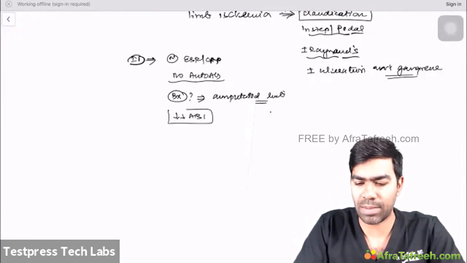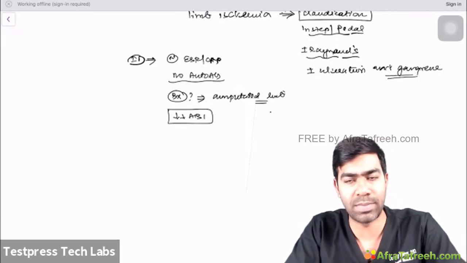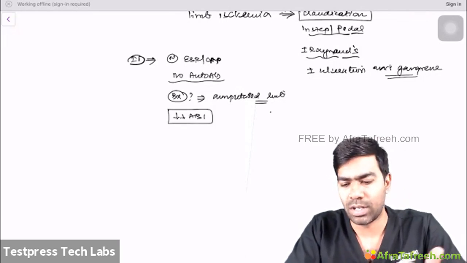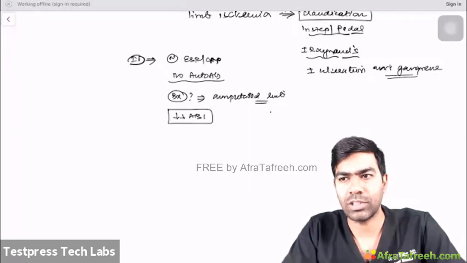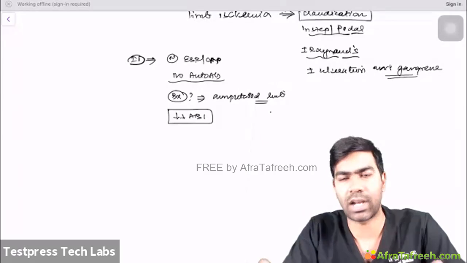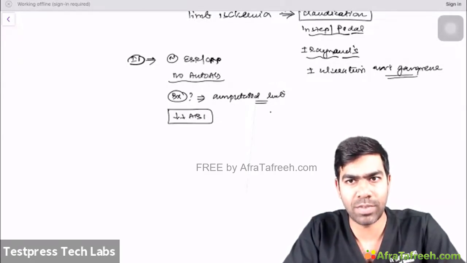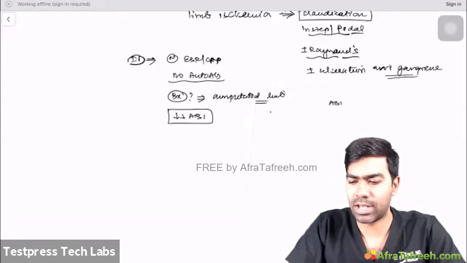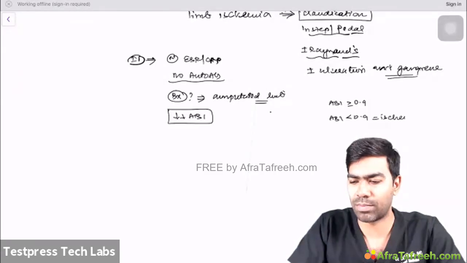We know that this can happen in any other peripheral vascular disease. That's because there is a difference in the pressures between the upper limb and the lower limb. Again, that's because of the obstruction that is very commonly happening in the lower limbs. So the normal ankle brachial index, we know, is approximately 0.9 or more. If it is less than 0.9, we can say there is some ischemia in the lower limb.